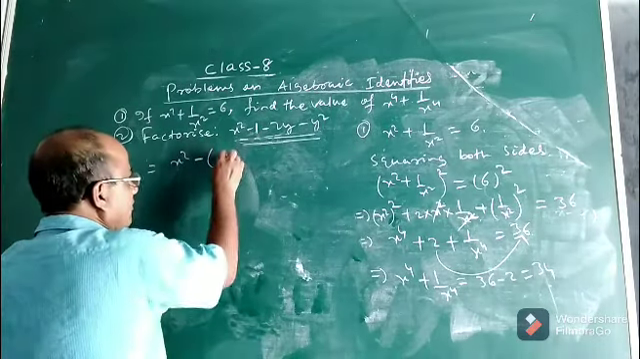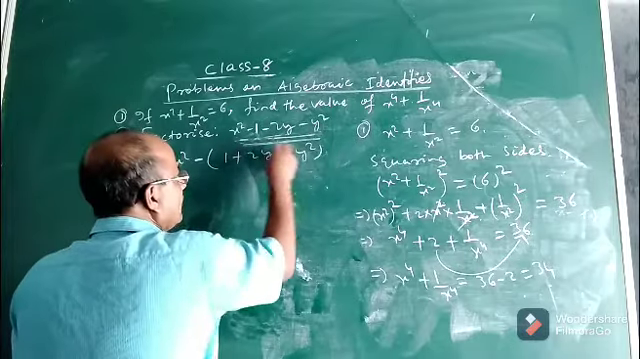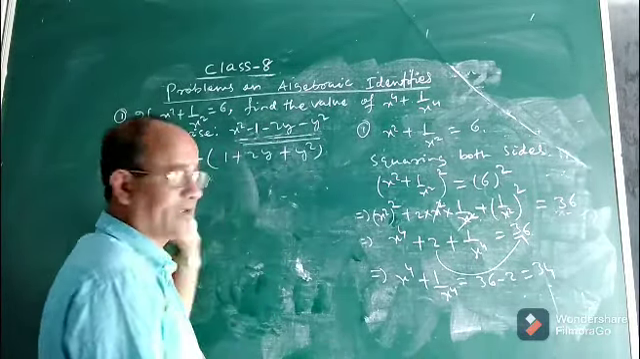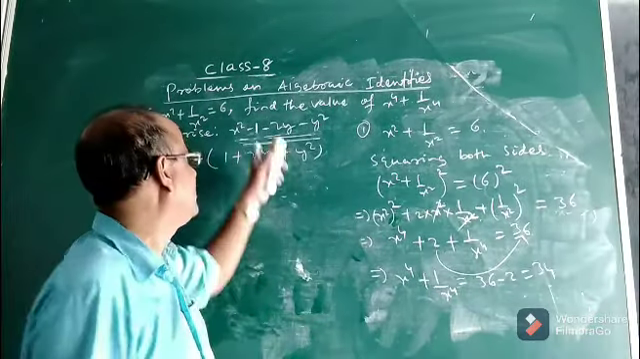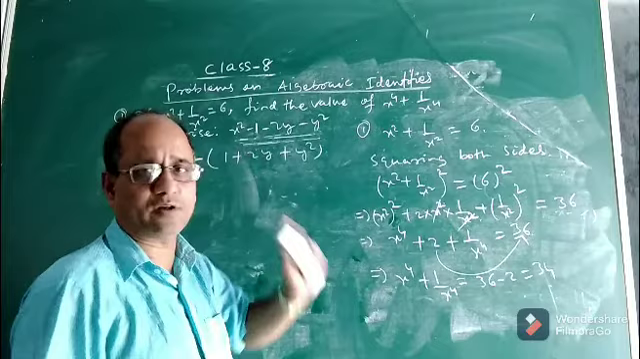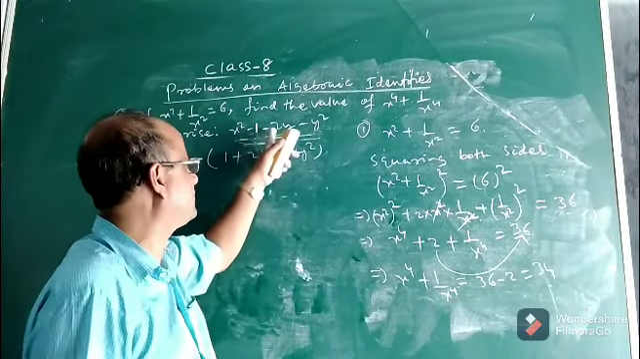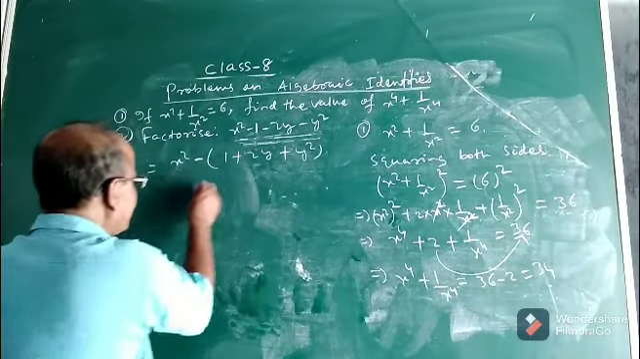If you take minus common, what will be inside the bracket? The sign of each term will be changed because you have taken minus common. Minus means minus 1. By taking minus 1 common, the sign of each of these terms will be changed. That is why it became plus. Now see what is the next step.